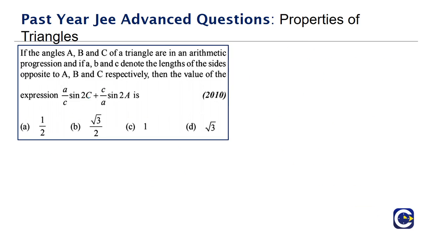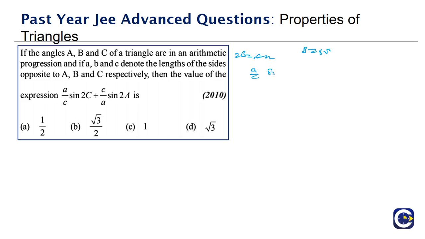Moving on to the next question. If the angles A, B and C of a triangle are in arithmetic progression, which implies that 2B is equal to A plus C. If small a, small b, small c denote the lengths of the opposite sides of the triangle ABC, then the value of the expression a by sin 2C plus c by a sin 2A is equal to. So if these three are in AP, it implies that angle B is equal to 60 degrees.